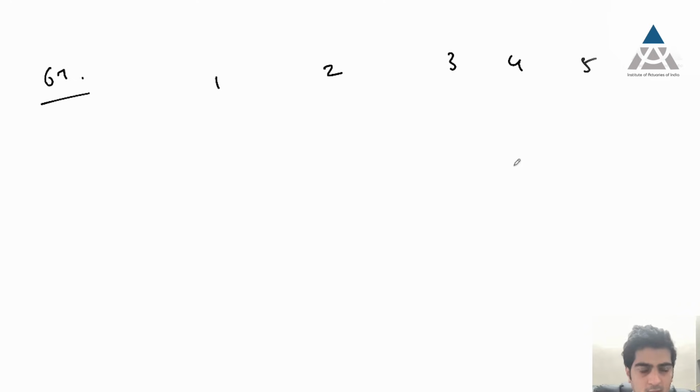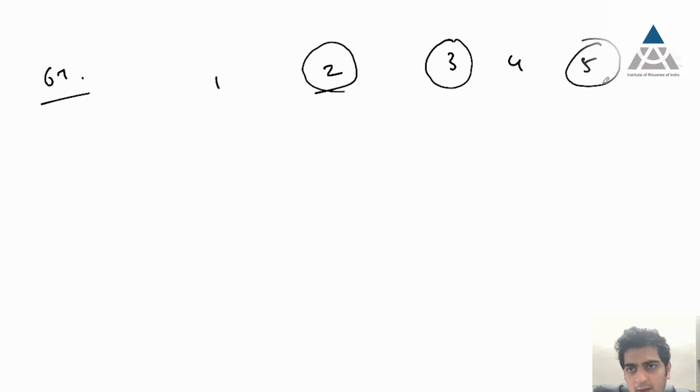Which are the prime numbers? I hope you know 1 is neither prime nor composite. So 2, 3 and 5. Prime numbers are those which are only divided by themselves and 1. They don't have any other multiplier.